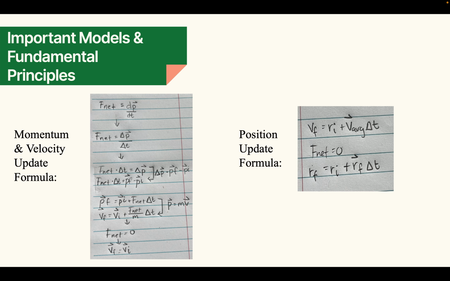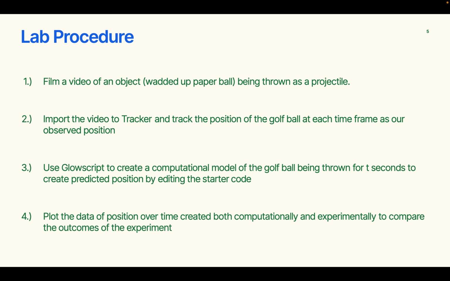And this is how we can derive the momentum and velocity update formula from Newton's second law and our position update formula. So our procedure is to film a video of an object, a wadded up paper ball, being thrown as a projectile, import the video to Tracker, and track the position of the ball at each time frame as our observed position. We use GlowScript to create a computational model of the ball being thrown for t seconds to create predicted position by editing the starter code.